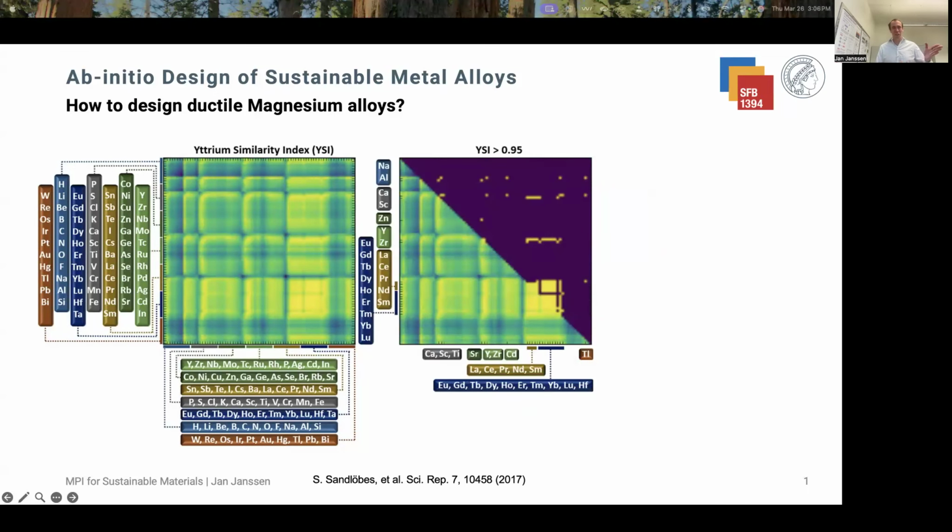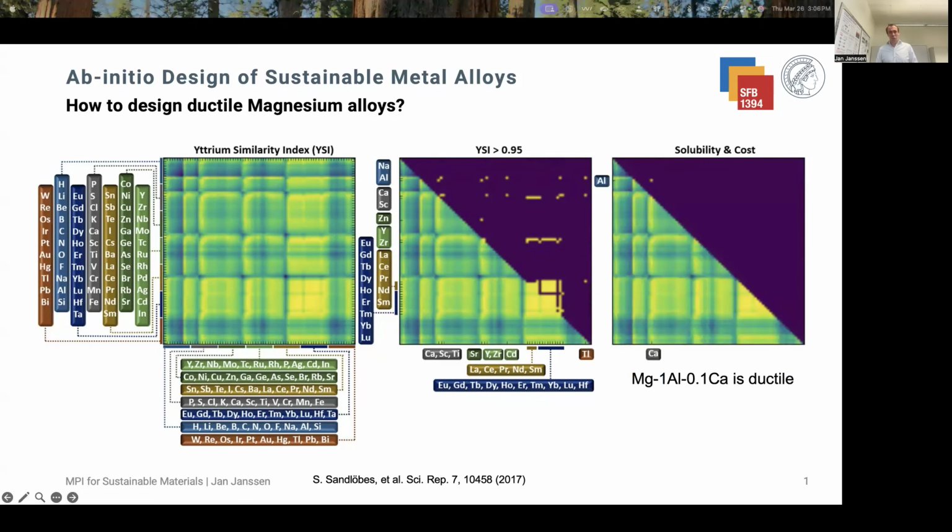Looking at the results, we filtered in the upper half by 95% similarity or higher. We see, for example, these large yellow dots, for the lanthanides and actinides. They have very high similarity with yttrium, but they are obviously not the ones we want to use for a sustainable alloy. These are the elements in the very lower part of our periodic table, the nuclear materials, so obviously they are not suitable for our sustainable magnesium alloy.